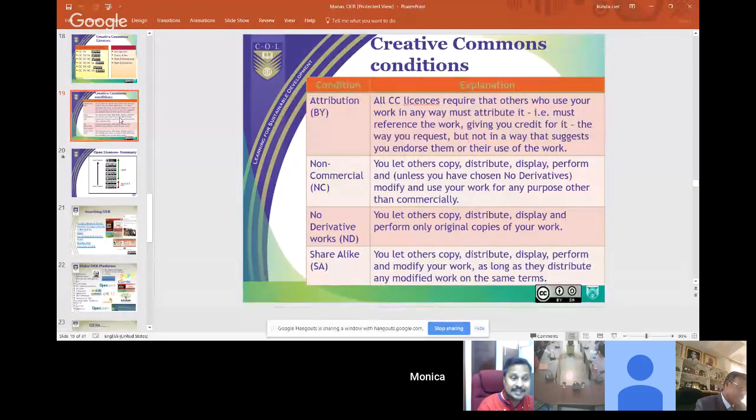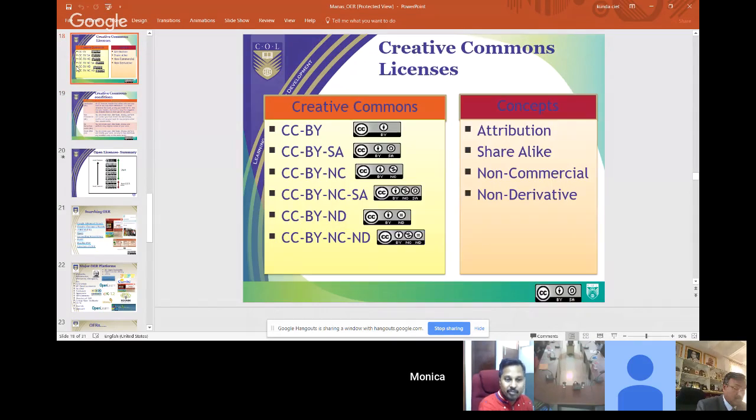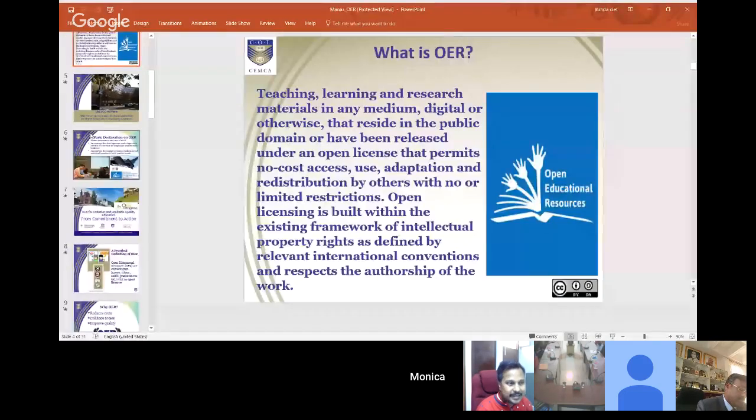And they realized these licenses are really helping to use the materials effectively, which is the 5R we are talking about. These are certain concepts we will discuss one by one. Beforehand, they created this Creative Commons license. CC stands for Creative Commons, which is their brand and branding of that product. Attribution is BY, share alike is SA, non-commercial is NC, and non-derivative is ND.